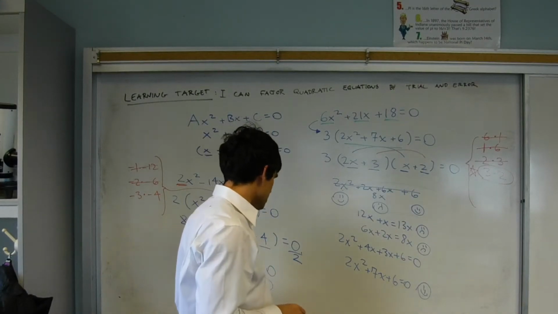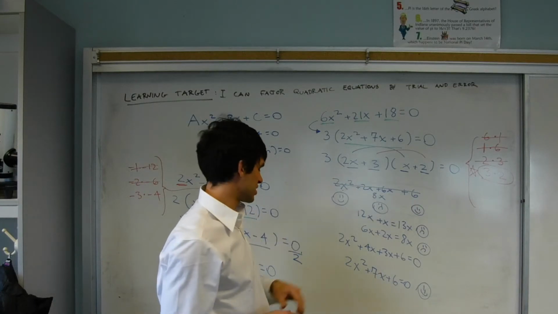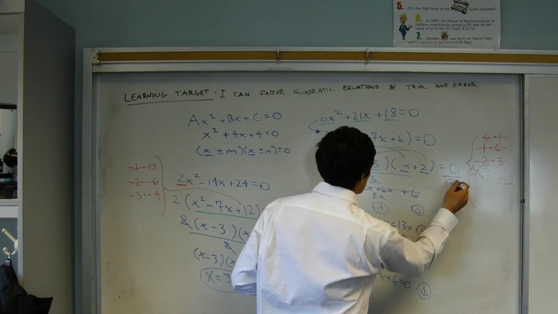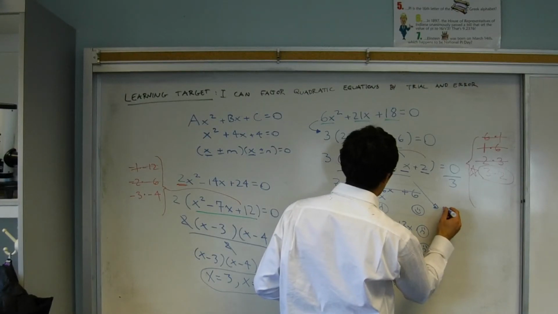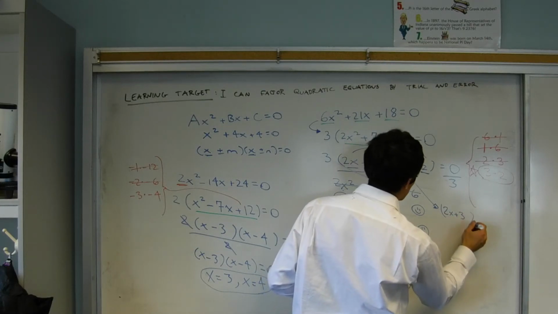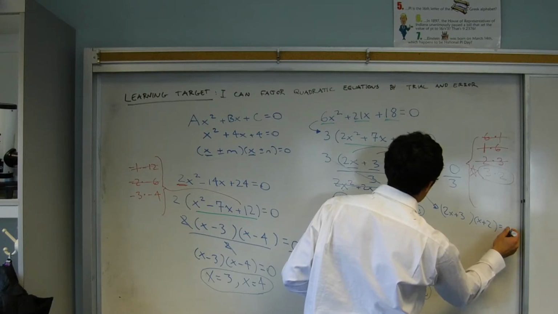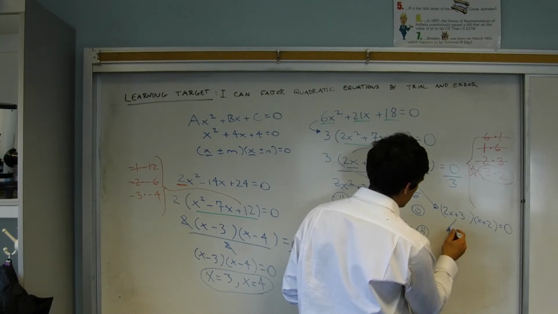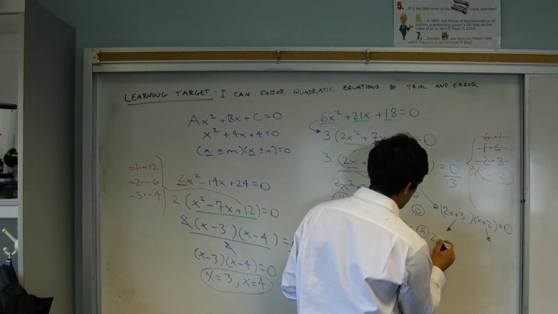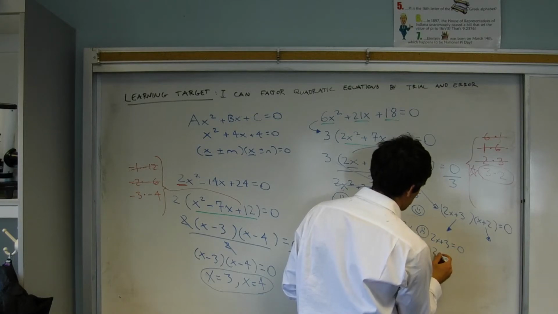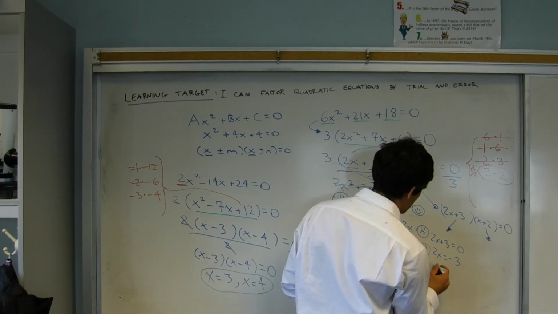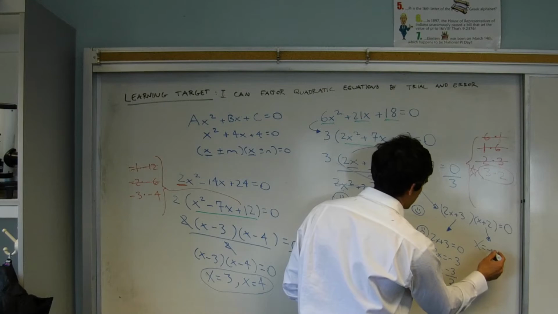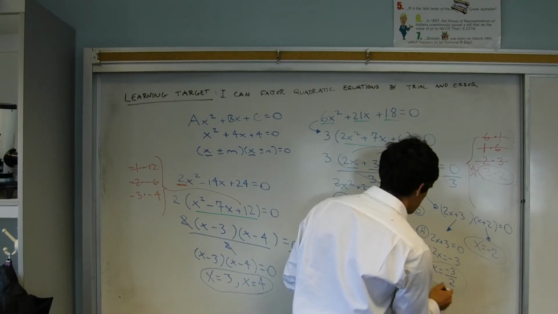So what that means is now, if we want to find the solutions to this equation, we can divide each side by 3, and then we'll get 2x plus 3 times x plus 2 is equal to 0. If we use the zero product property, we get 2x plus 3 is equal to 0, 2x is equal to negative 3, and we'll get x is equal to negative 3 halves. Over here, we'll simply have x is equal to negative 2, and these are our two answers.